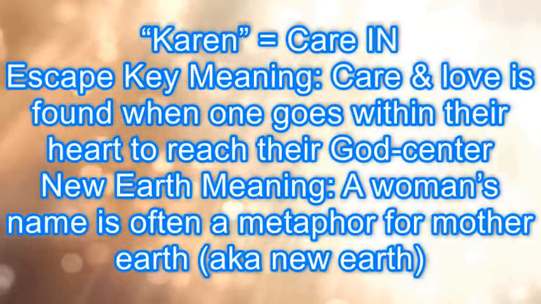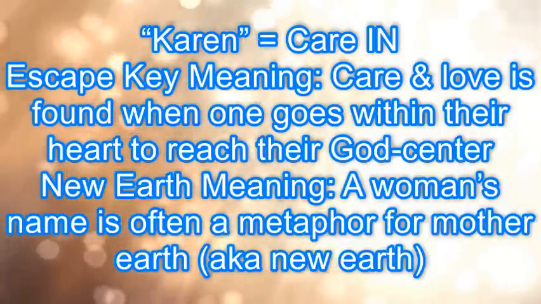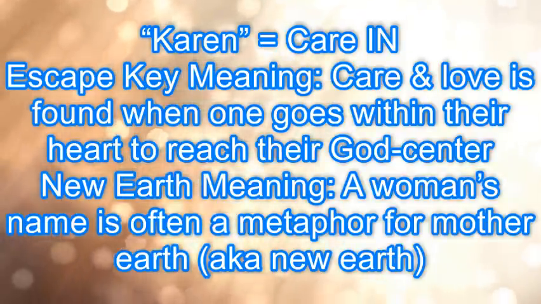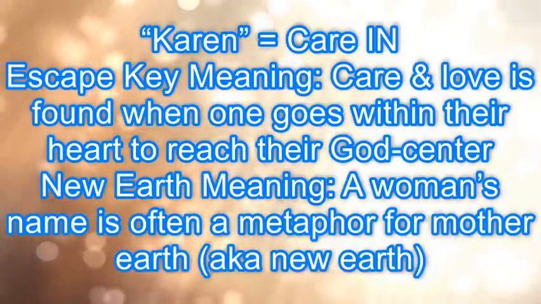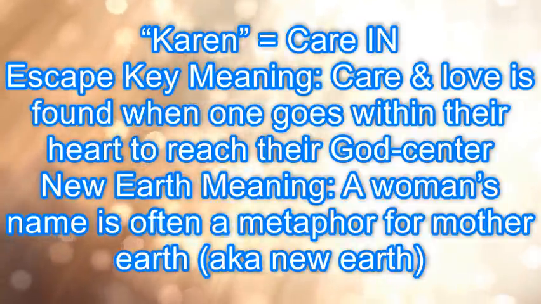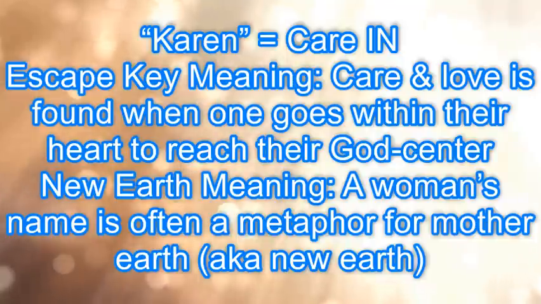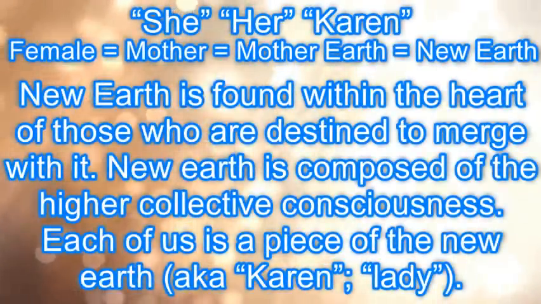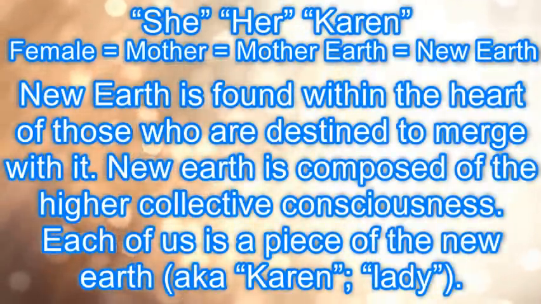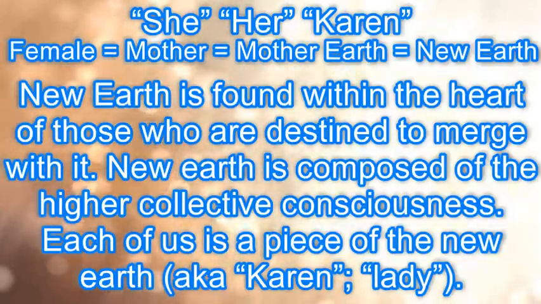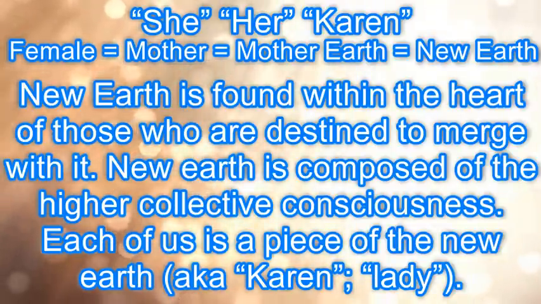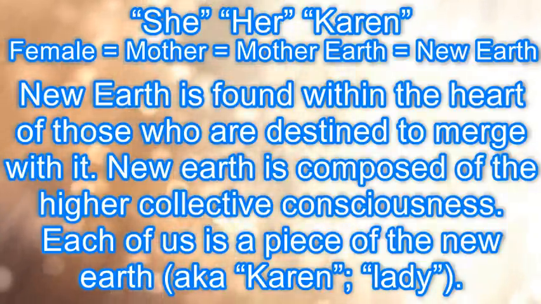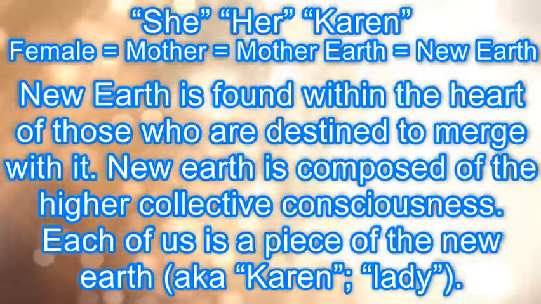Now, with the song line that mentions the name Karen, forget about all the lower level, lower collective consciousness meaning they just attached to that name. Karen translated to care and end, and on the escape key level, that name was giving instructions about care and love being found when one goes in their heart to reach their God center. Now, from the New Earth higher collective consciousness level, the retrocausality language conveyed that any song line that mentions a female or woman's name is a metaphor for Mother Earth, aka New Earth. So basically, a woman's name in the lyrics 9 times out of 10 is reminding us that each of us, well, not everyone, but the people who merge with the spiritual singularity, each of us is a piece of the new earth. We are Caroline. We are Karen.